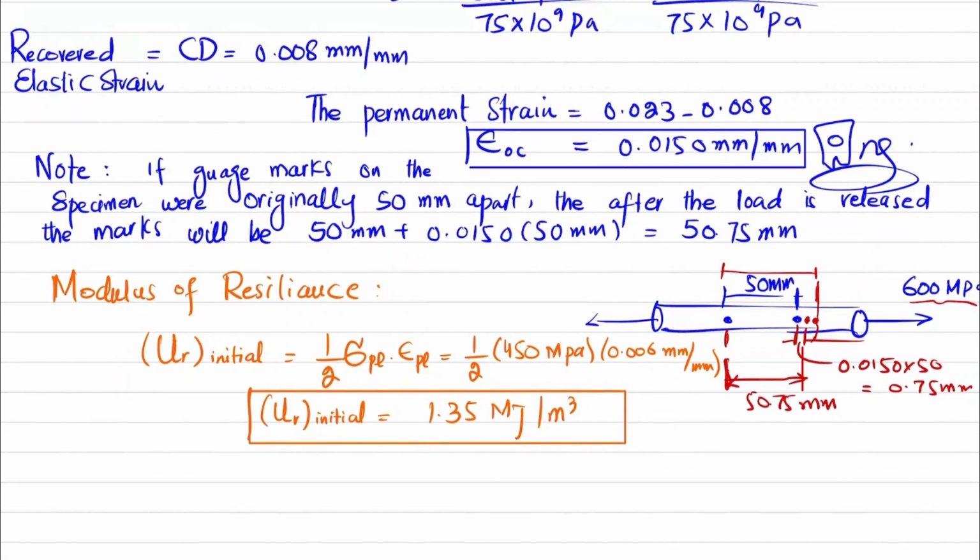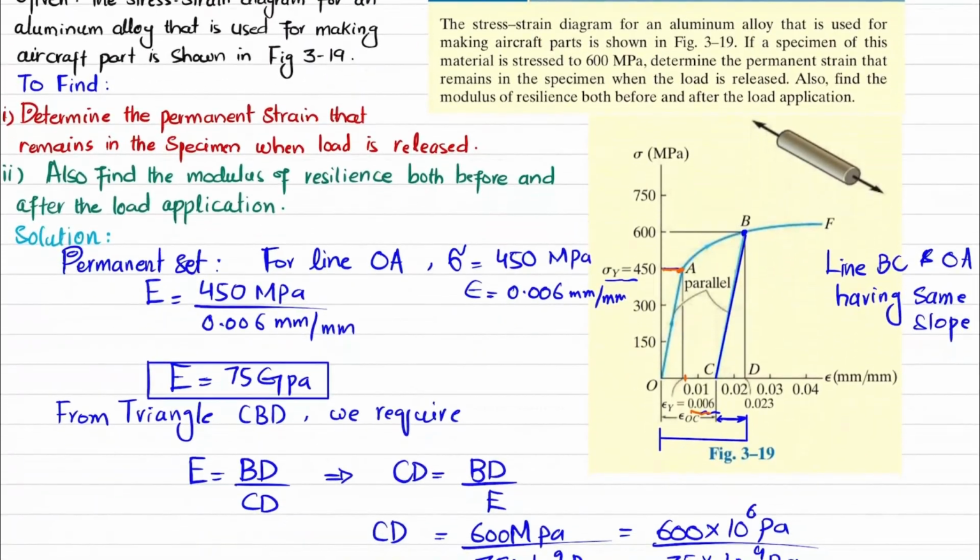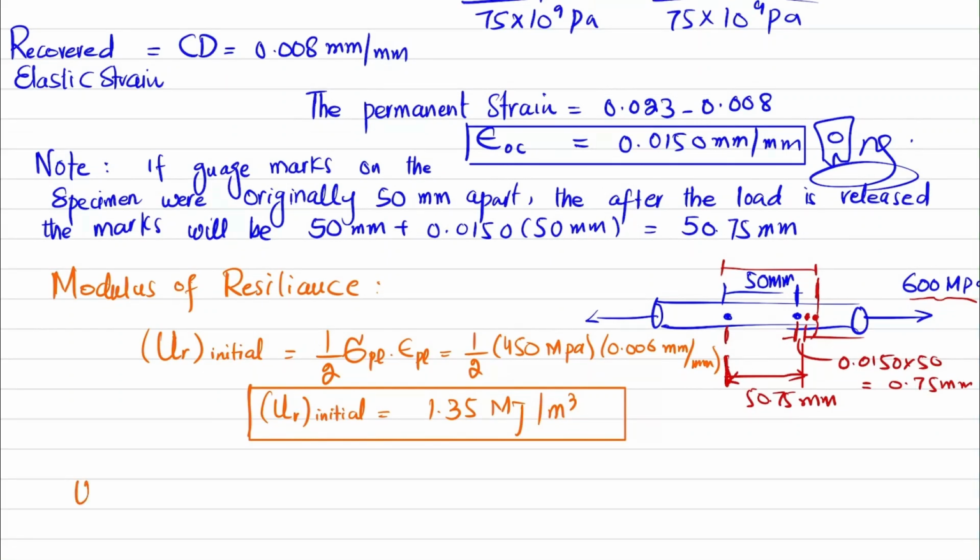Now for the final loading, when this loading reaches a load of 600, clear, we will find the modulus of resilience for final load. So that will be equal to 1/2 stress, which will be 600 megapascal, clear, and the strain at 600 megapascal is 0.008 millimeter per millimeter. Let me show you.